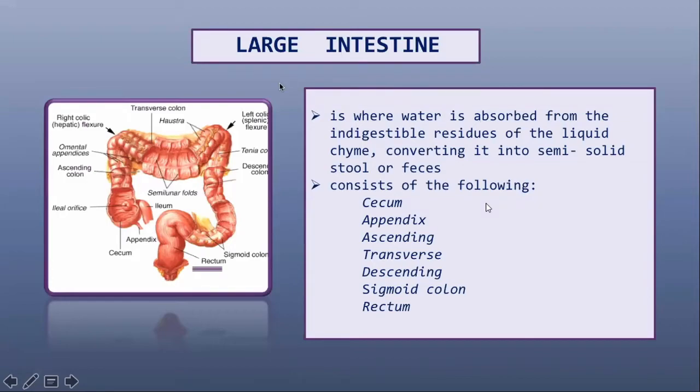Okay, now lastly, we have the large intestine. This is where water is absorbed from the indigestible residues of the liquid chyme, converting it into semi-solid stool or feces. So water is absorbed in this portion of the digestive tract. The large intestine consists of the following. Continuous with your ileum is the cecum, then the ascending colon, transverse colon, descending colon, the sigmoid, and then the rectum. And in part of the cecum, you will find your appendix.